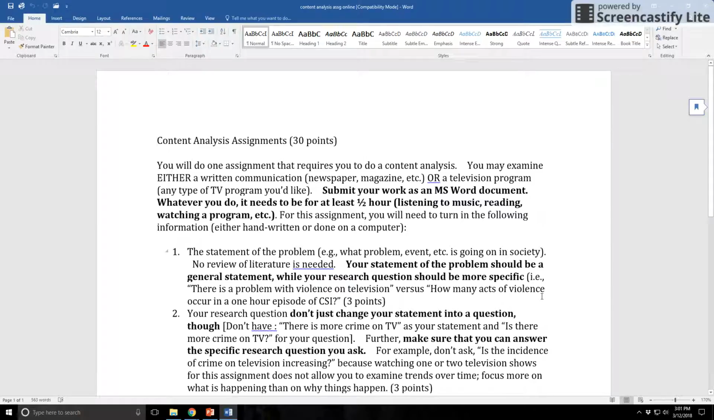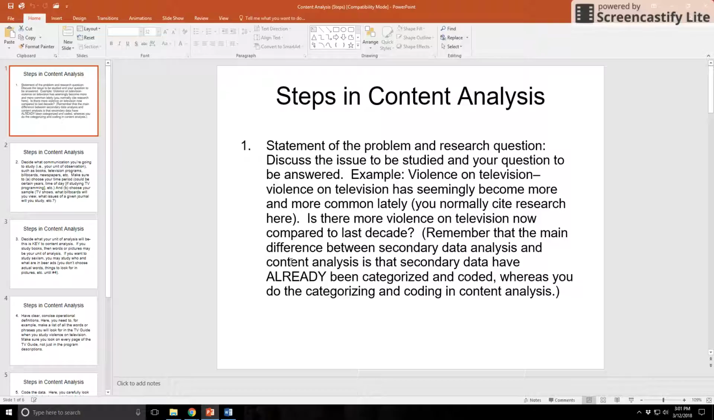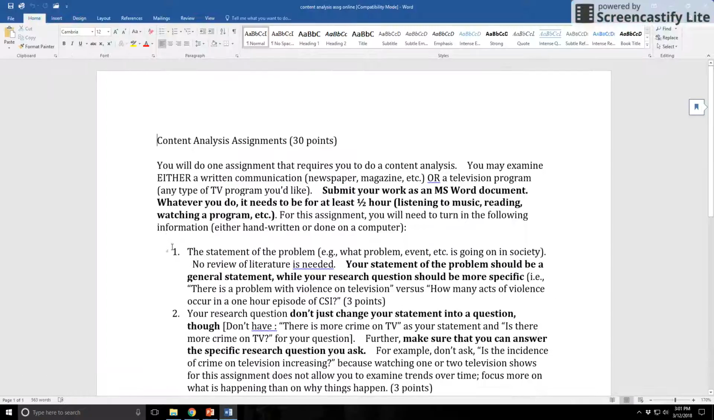So this screencast will talk about the content analysis assignment. I will go back and forth between the Word document you see up there on Blackboard and the PowerPoint slides, the steps slides. The numbers I have here, 1, 2, 3, and so on, coincide with the numbers I have here in the assignment. So first, what's the problem?